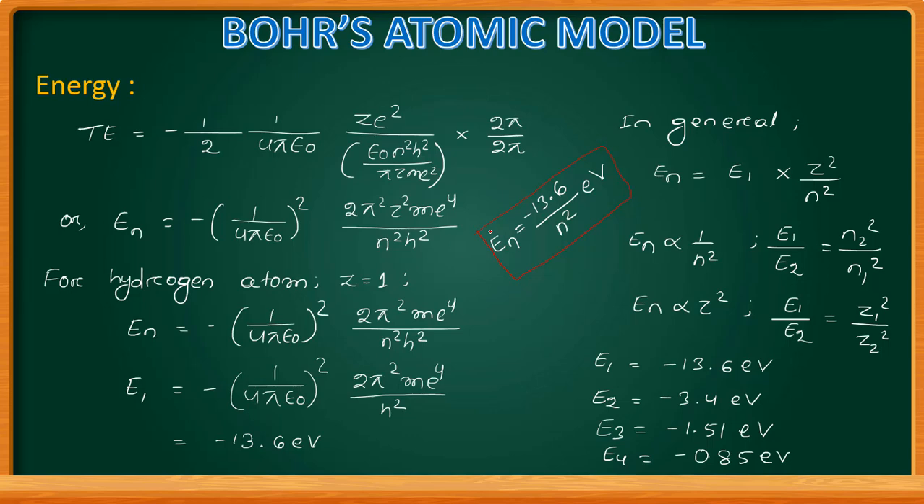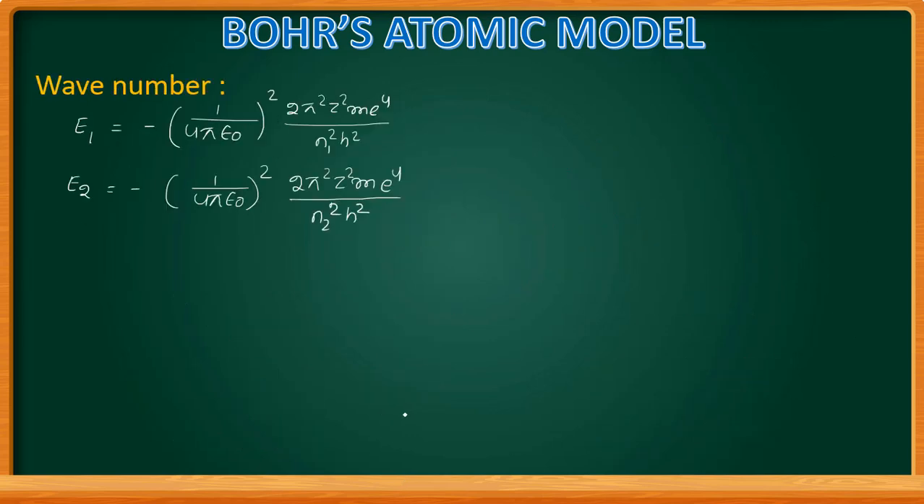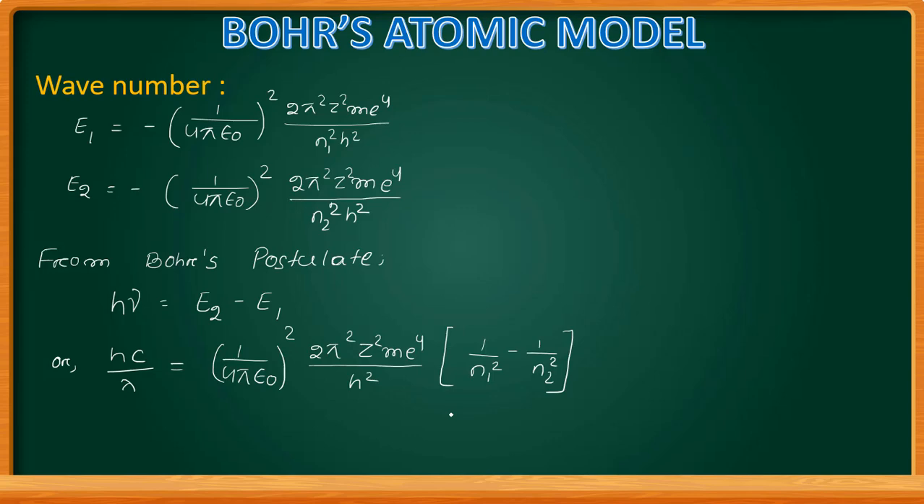After that we have to find the expression for wave number. Yes or no? E1 is the energy of the electron corresponding to the orbit n1, and E2 is the energy of the electron corresponding to the orbit n2. So in E1 we can write n1, and in E2 we can write n2. As you know, E2 minus E1 equals h nu. So just write down that one. Now see here. Here we have to replace nu by c by lambda. As you know, c equals nu lambda. So in place of nu you can write c by lambda. After that, in place of E2 we write the expression for E2, and in place of E1 the expression for E1.